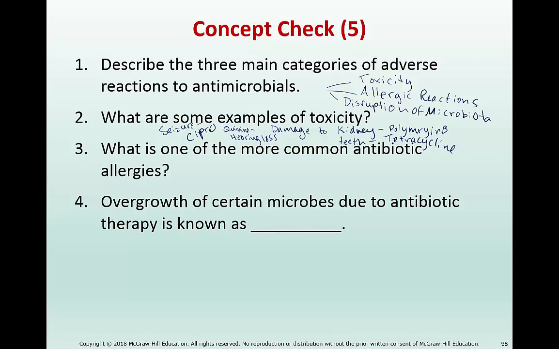So what's one of the more common antibiotic allergies? And we would probably have to list penicillin here, and the penicillin type drugs. So that's about 30% of the population, it's estimated, is allergic to penicillin or one of the penicillin groups. Overgrowth of microbes due to antibiotic therapy is known as a superinfection.